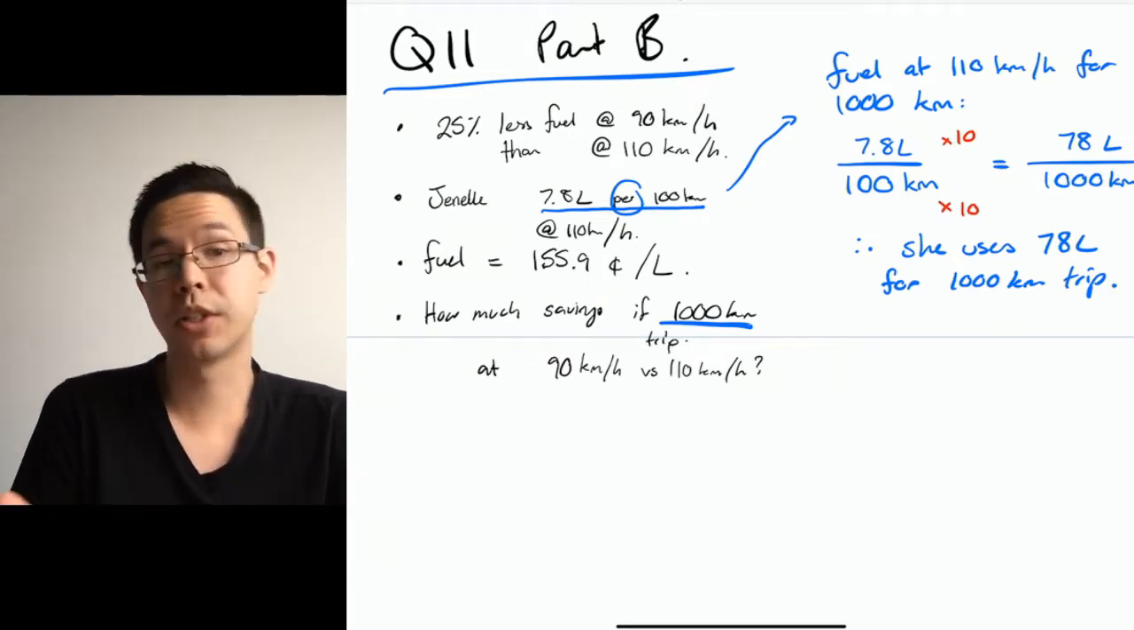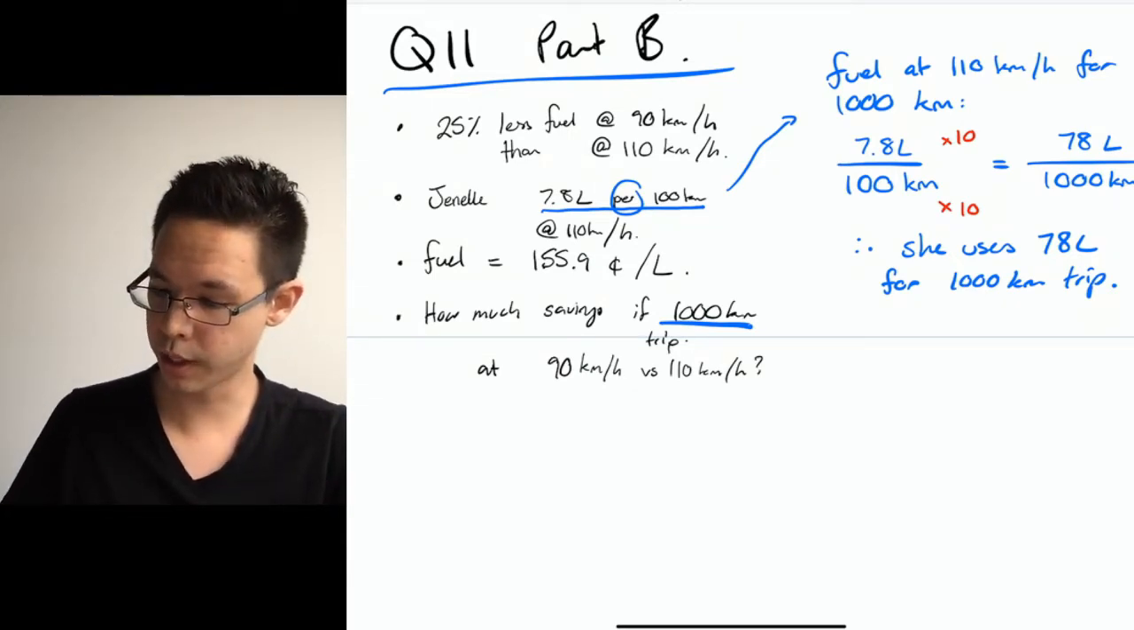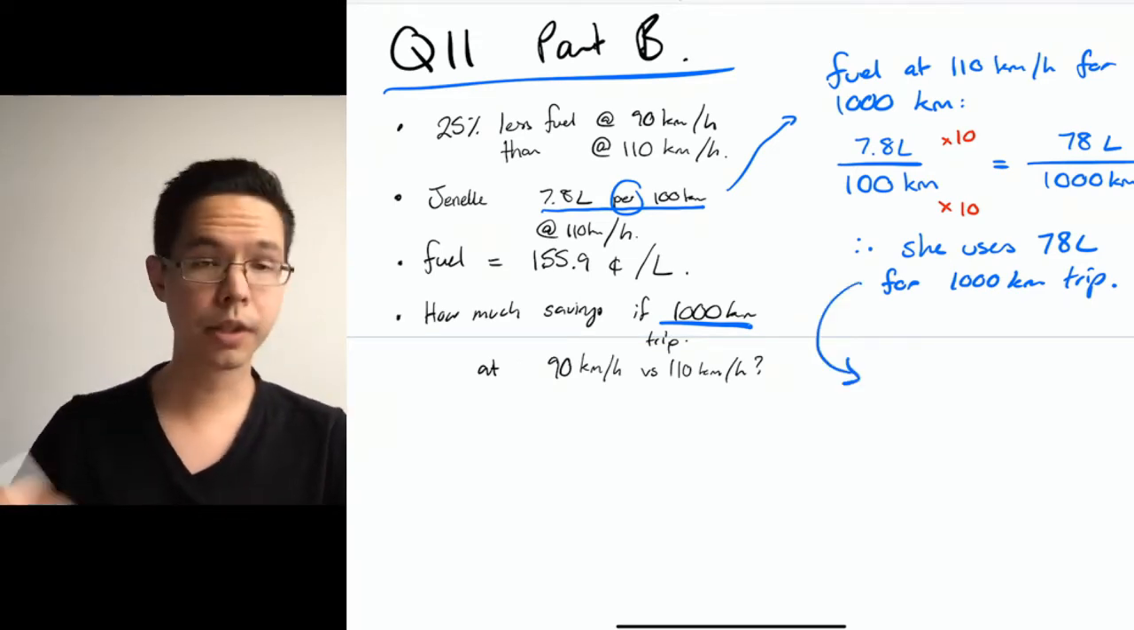Okay, so now I know how much fuel she uses at 110 kilometers per hour. Now I'm just going to figure out how much that is going to cost her. So let's do the cost. So I'm going to take this number here and move it into my next bit of working. Notice how I'm using arrows.